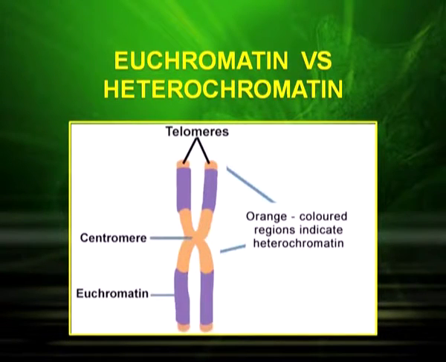Now, let us study the euchromatin and heterochromatin with the help of the following figure. The orange colored regions indicate the heterochromatin, the centromere joins the two arms of the chromosome, and the blue region that you see is the euchromatin. So, now we have studied the detailed structure of DNA and how the DNA is organized into the chromosomes, which we see during cell division.